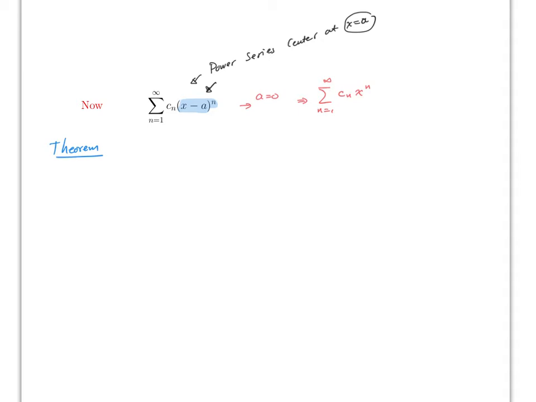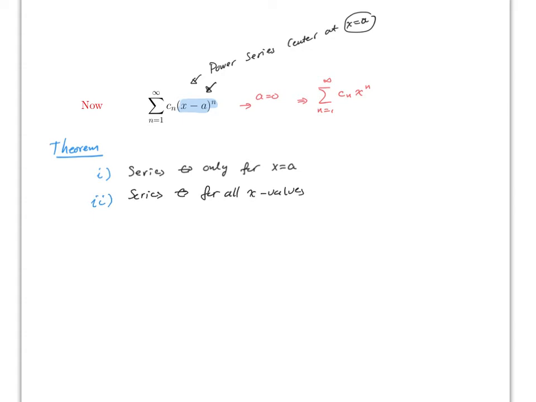Let's look at the next theorem or result. There are only three things that can happen here. The first one is the series converges only for x equals a. That's not very interesting, but that happens. That's number one. The second thing that can happen is the series converges for all values of x.